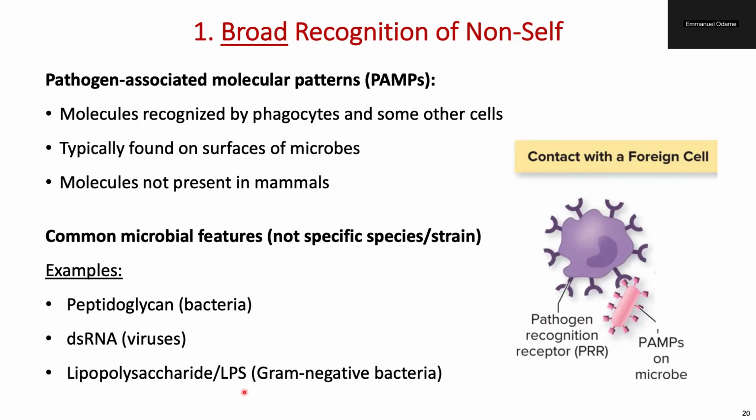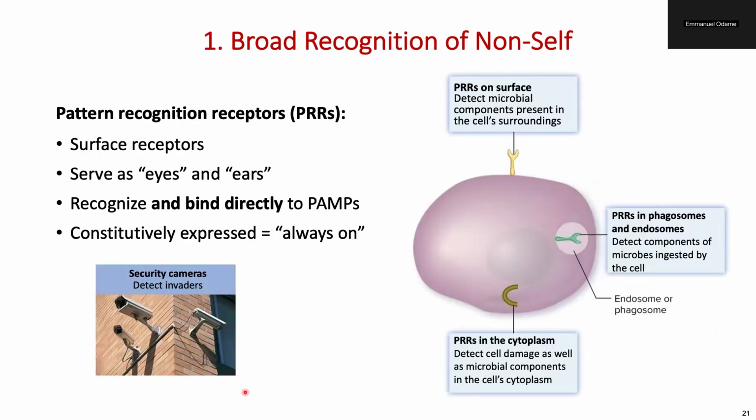We also have lipopolysaccharides, which are LPS, which are only present in gram-negative bacteria. Another thing that helps in the recognition of non-self is the pattern recognition receptors, which are PRRs. They serve as surface receptors, basically serving as the eyes and the ears of the system, and they help recognize and bind directly to PAMPs.